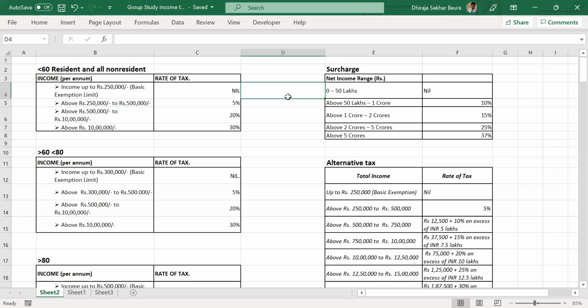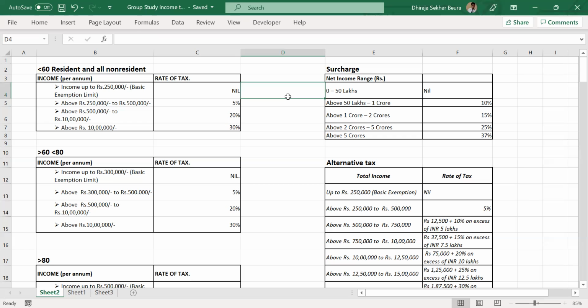Now, let's think about it. The 2,50,000 that we have here, repeating the slab: 0 to 2.5 lakh, 0%; 2.5 to 5 lakh, 5%; 5 to 10, 20%; above 10, 30%. You just replace the 2,50,000 by 3 lakhs, and retain everything else as is. Now it becomes the 60 to 80 age group.